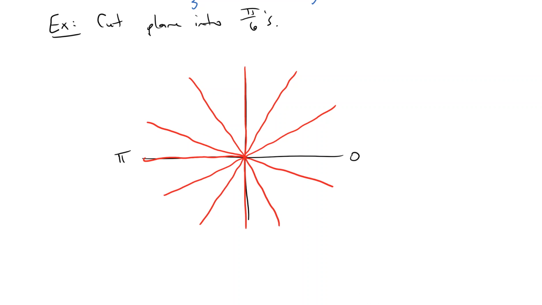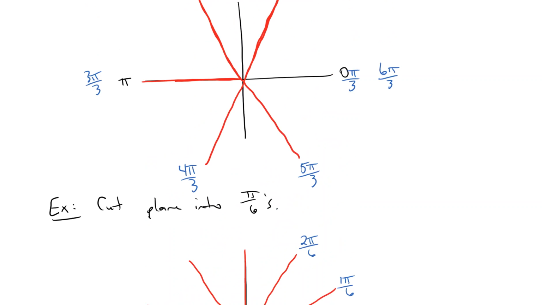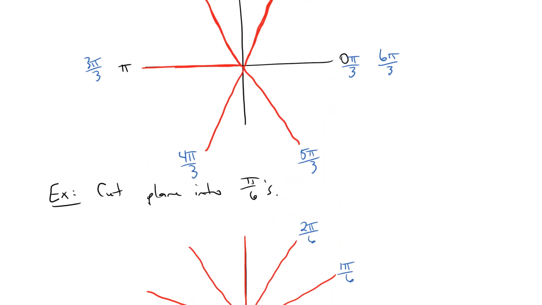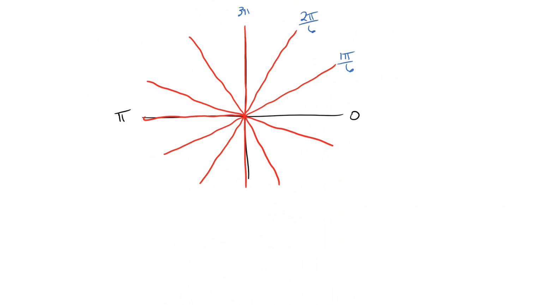So what we have here is 1 pi over 6, 2 pi over 6, notice that that reduces to pi over 3, which is what we had up here. 3 pi over 6, which reduces to pi over 2. 4 pi over 6 reduces to 2 pi over 3. 5 pi over 6, and 6 pi over 6, which reduces to pi. And of course, you keep going. You've got 7 pi over 6, 8 pi over 6, 9 pi over 6, 10 pi over 6, and 11 pi over 6, and finally you get 12 pi over 6.